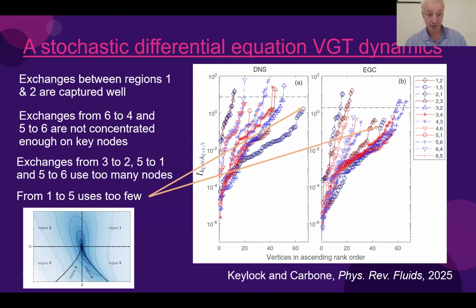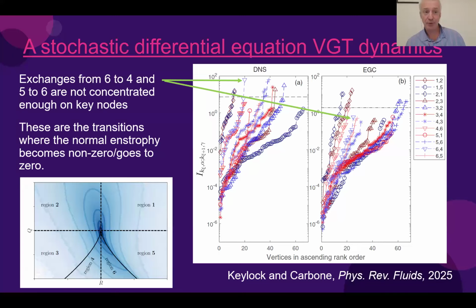It's also worth noting that from 1 to 5 uses too few in the EGC. But 6 to 4 and 5 to 6, they were not concentrated on enough nodes. And note that those are the regions where we're crossing over key boundaries in the diagram. We've got to go from region 5 with complex eigenvalues to region 6 with real eigenvalues. That's very difficult for the model to do. And again, it suggests we can use the non-normality, if we put it in the model explicitly, to mediate those dynamics.